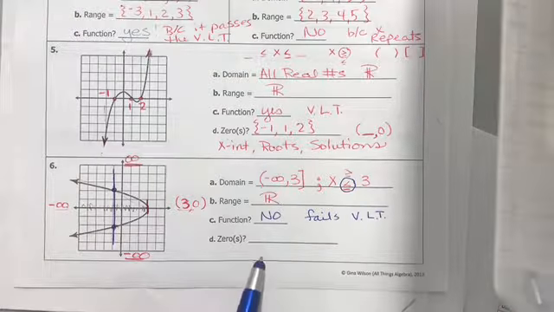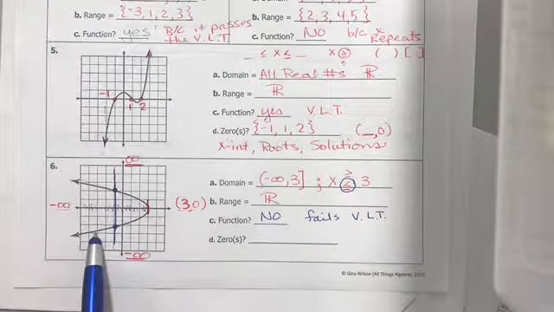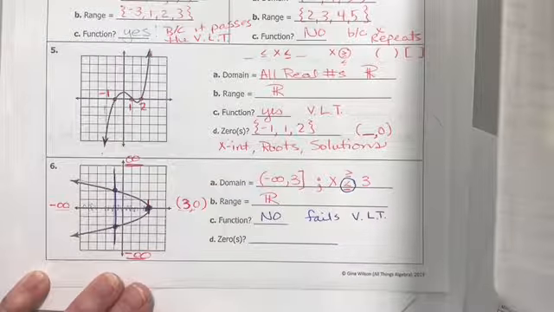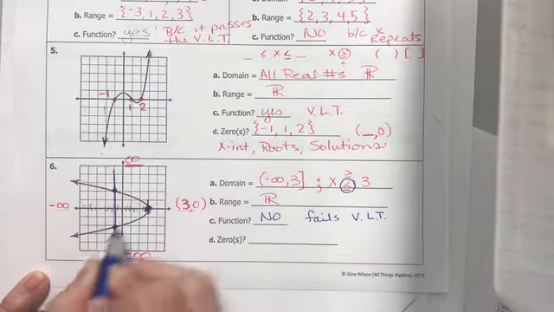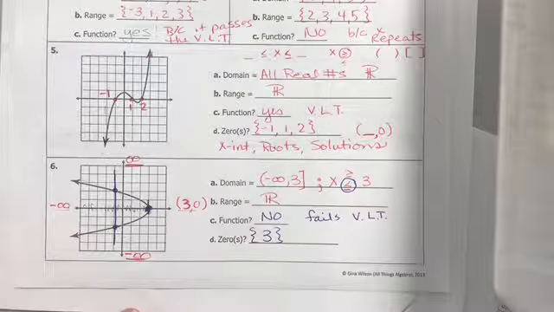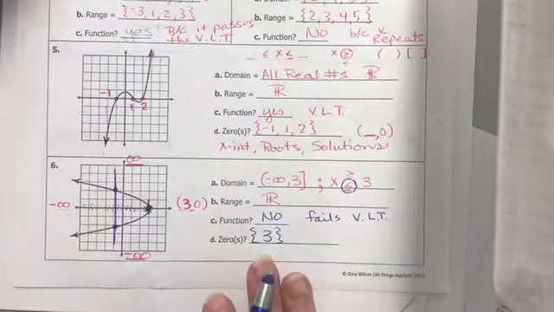But I still have zeros. Does this graph cross my x-axis? Yes. Where? Boom, right there. Okay? So that's my 0. 1, 2, 3. And I'm done. Okay? So that's 1 through 6.